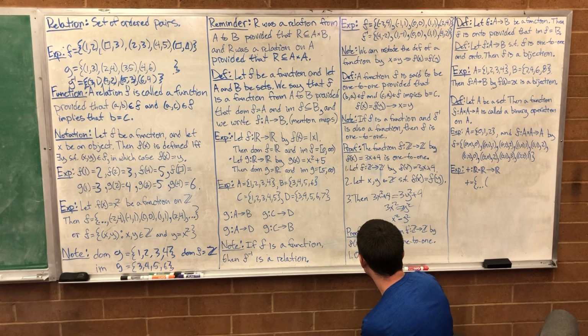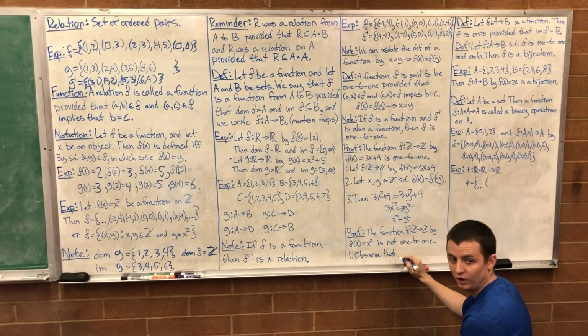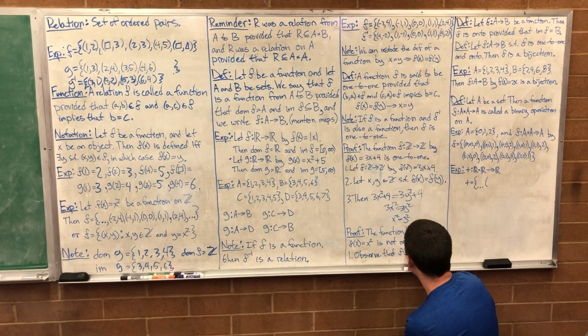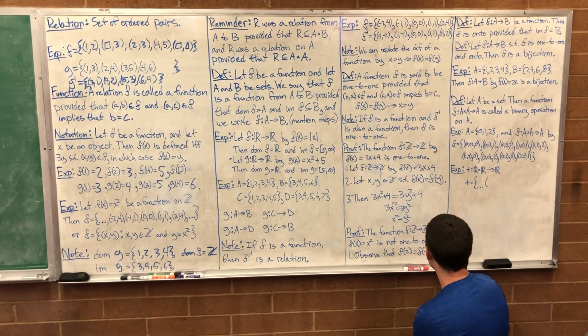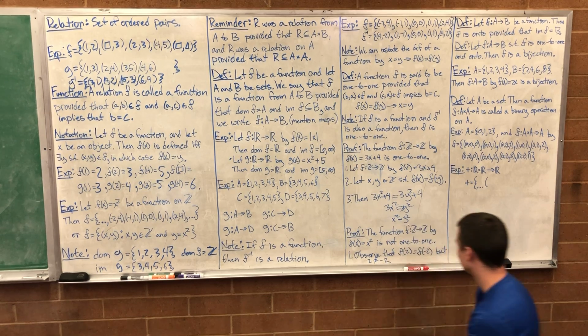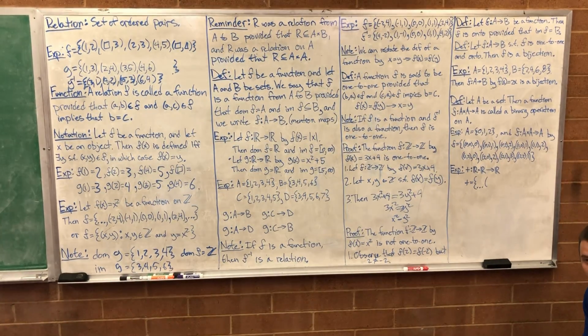Observe that, pick whatever number you want, 2. So observe that f of 2 is equal to f of negative 2, but 2 is not equal to negative 2, and we're done. So it's not one-to-one. Pretty easy.